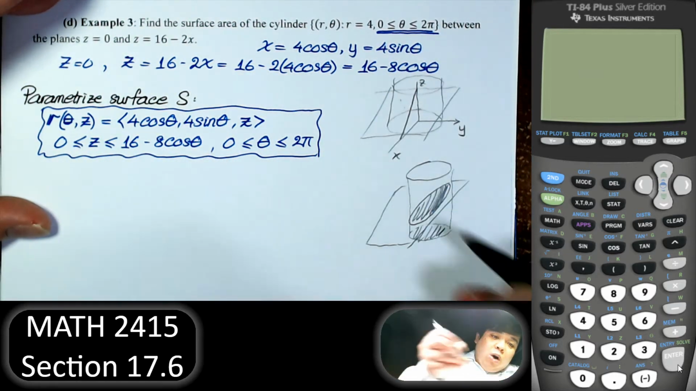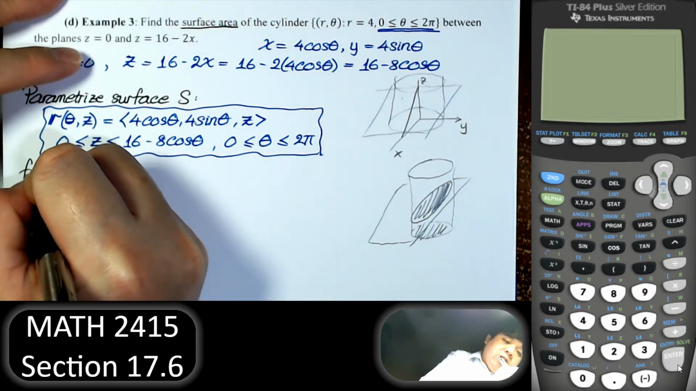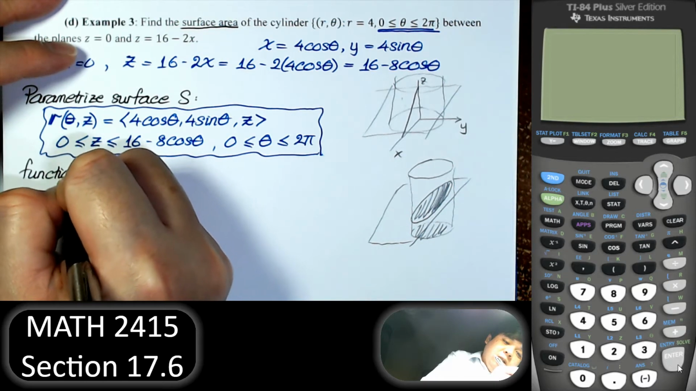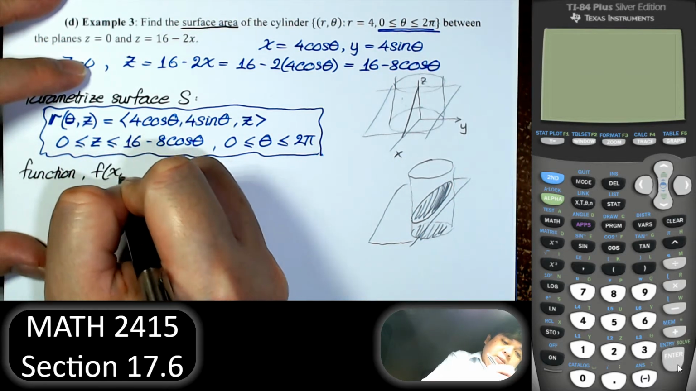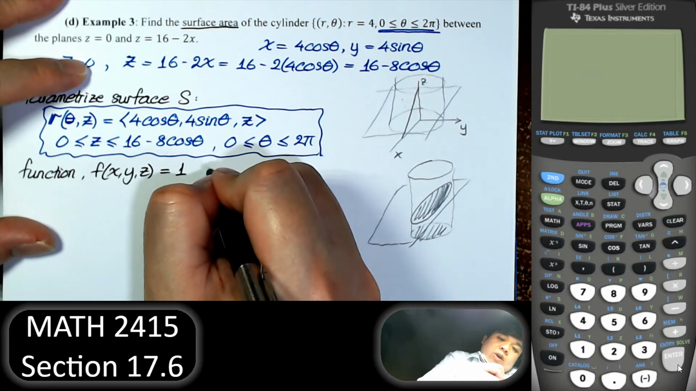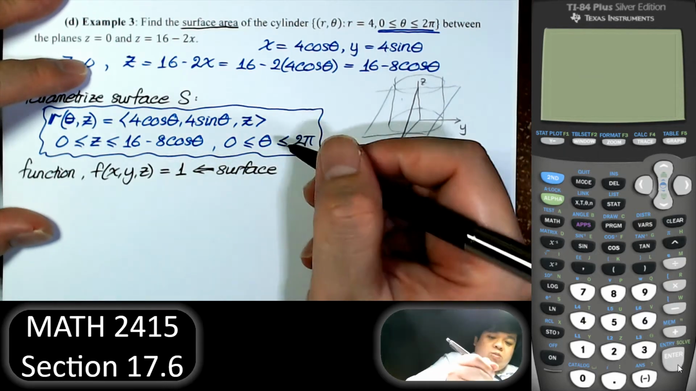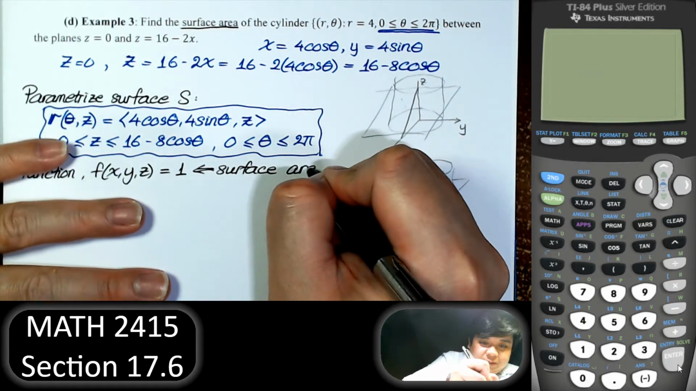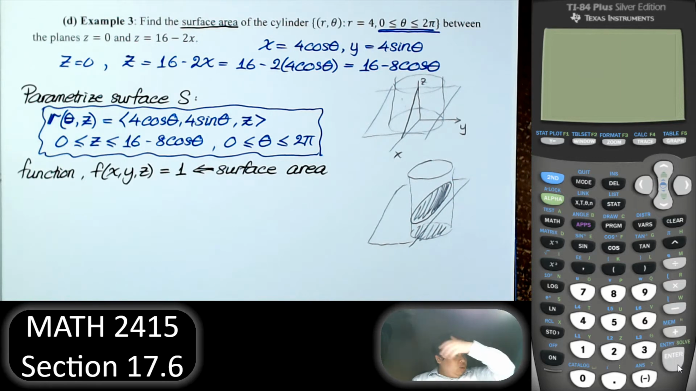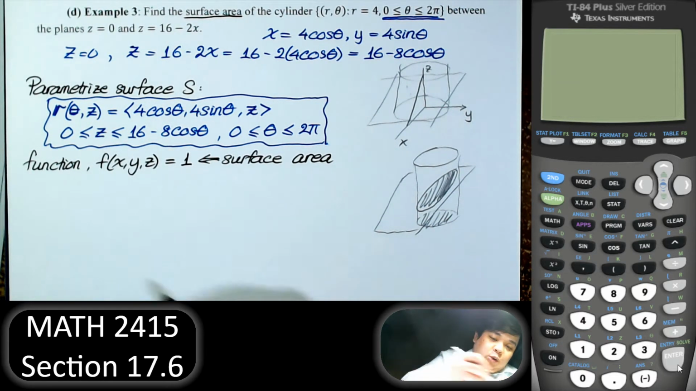Next, we want to find the surface area. So for surface area, our function is equal to 1. Every time we find the surface area, we just take 1. Right. Next we find the normal vector, the magnitude of it, in the direction of theta cross Z.